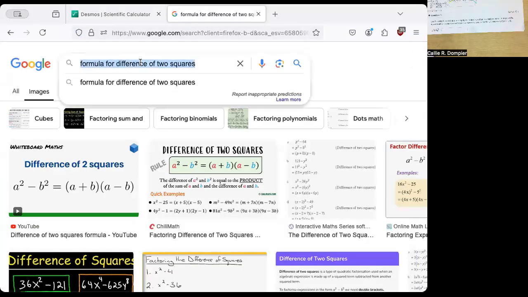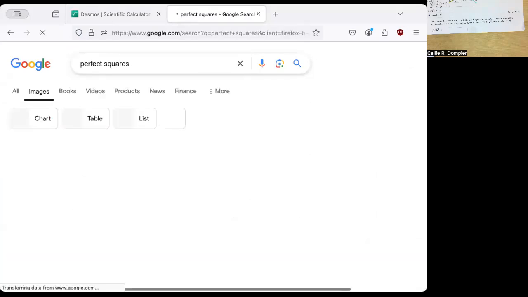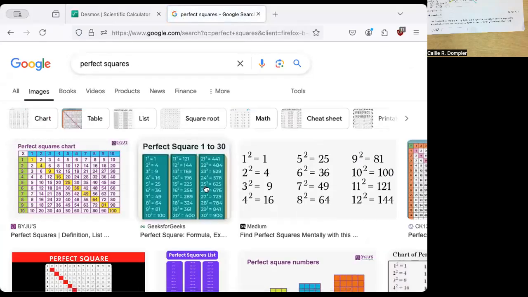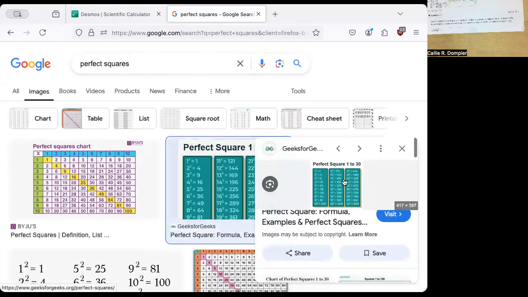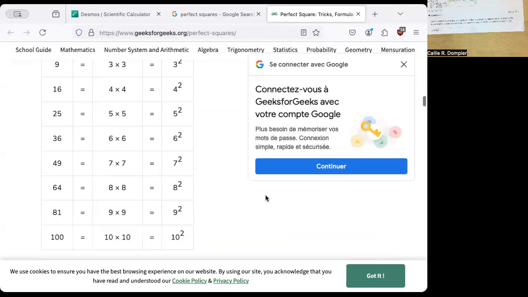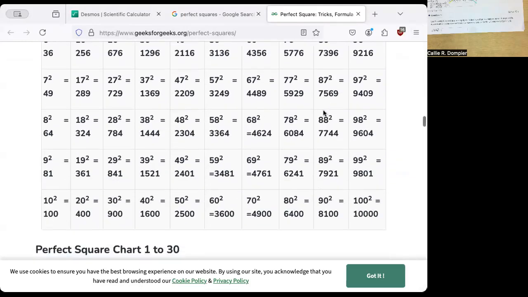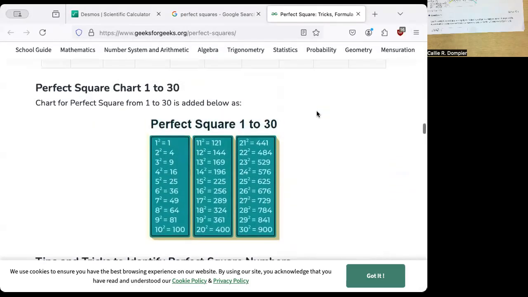I would say perfect squares. That's not super easy to read. Give me that page. Oh, that's not easy to read either. Okay, chart, 1 to 30. All right, so we've got this.